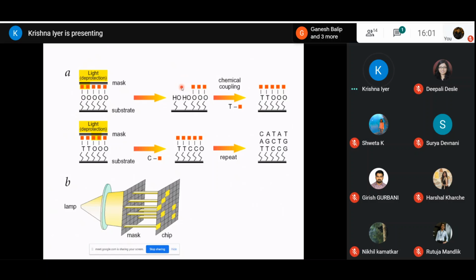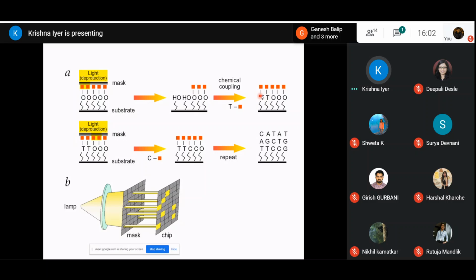Now once you have activated this, what you can do is, depending on what sequence you want to build, bring the correct base. Okay, let us say in this case I brought T. So after I bring the T, I know that this T is only going to react here because that is the only surface which is open. Okay, now see what I do.